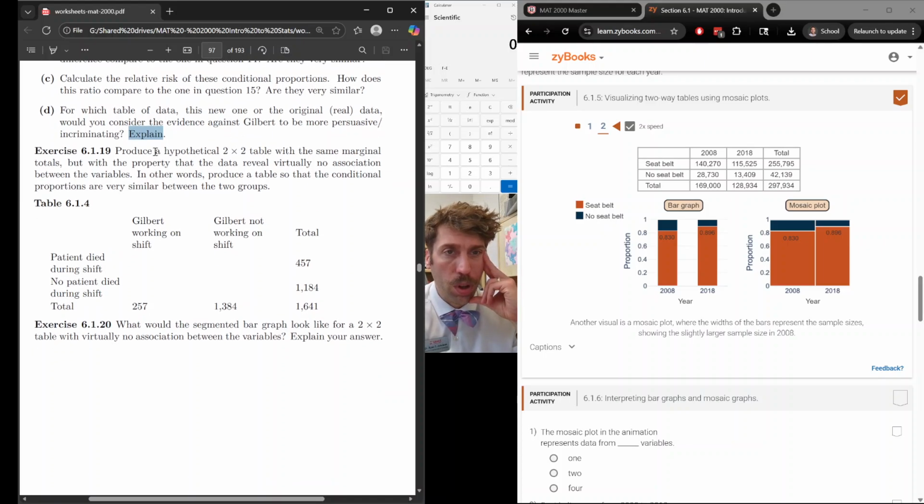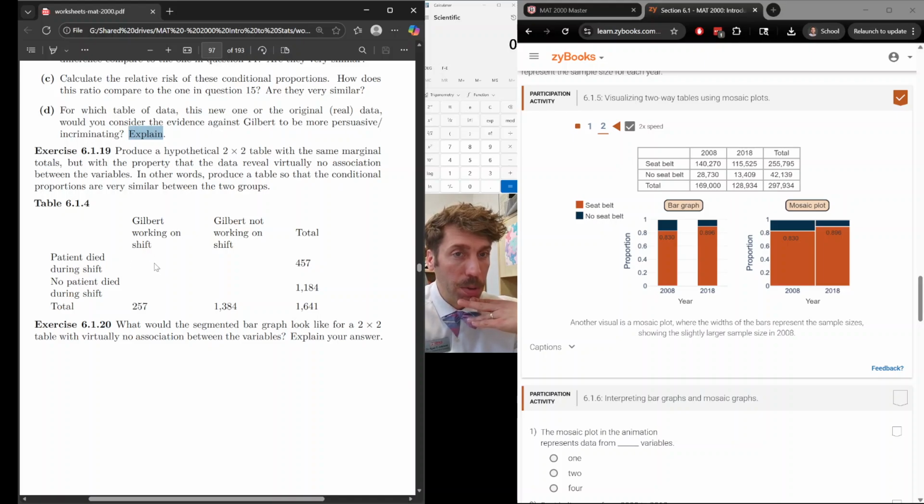Okay, so now for 19, produce a hypothetical 2x2 table with the same marginal totals, but with the property that the data reveal virtually no association between the variables. In other words, produce a table so the conditional proportions are very similar between the two groups. So there's a couple ways to do this one. One is you can kind of do some algebra. So you can do this with algebra if you are familiar with doing algebra.